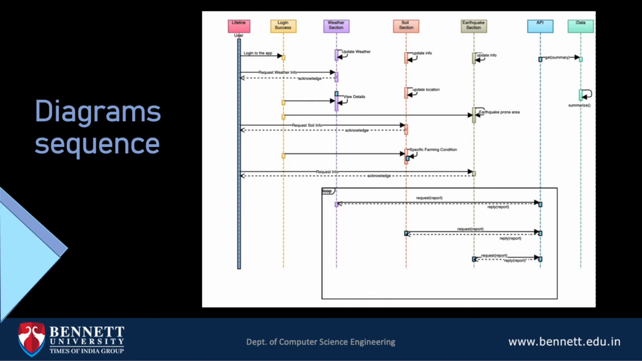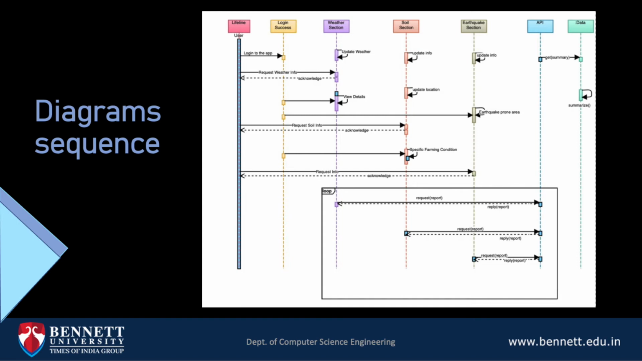There is a return message from the user to the weather section where they request weather info and the weather section acknowledges and provides it. After login success, we can reach the repetitive messages only, or else the repetitive messages would not work. There is another return message from the user to the earthquake section requesting info again.